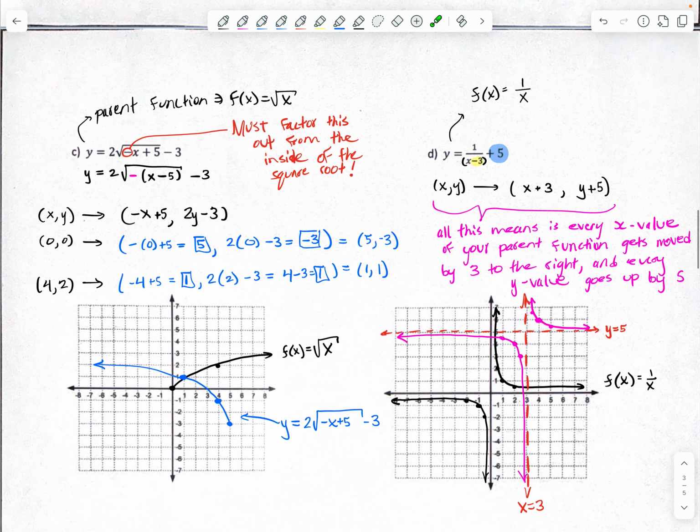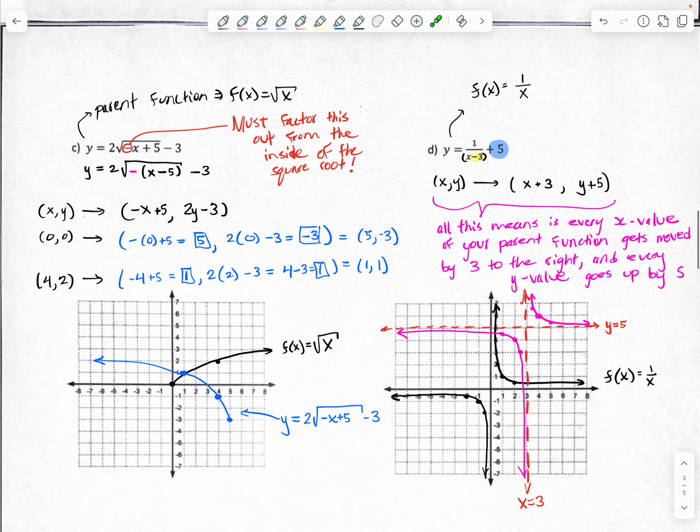There's one right here, which is the reciprocal function. The parent function looks like this. F of x is equal to 1 over x. Here, we don't have any stretching or compressing. We just have horizontal and vertical translations. So horizontally, this is an x plus 3. It becomes an x plus 3. And vertically, this becomes a y plus 5.